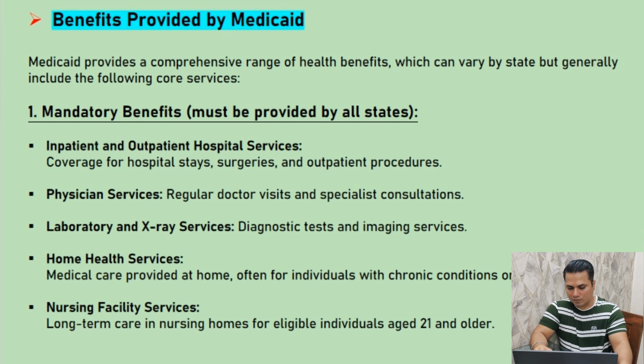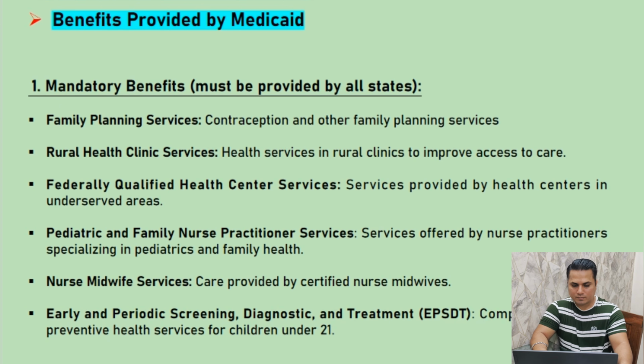Now, home health services: medical care provided at home, often for individuals with chronic conditions or disabilities. Nursing facility services: long-term care in nursing homes for eligible individuals aged 21 and older. Mandatory benefits must be provided by all states, and these are benefits provided by Medicaid.